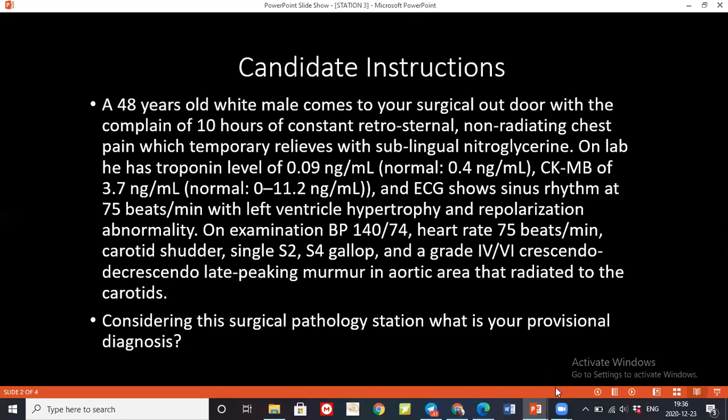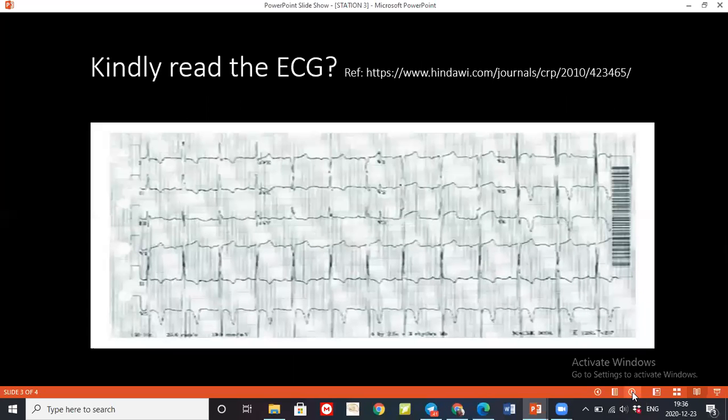Can you please help me to read this ECG? What do you see? What does it signify?